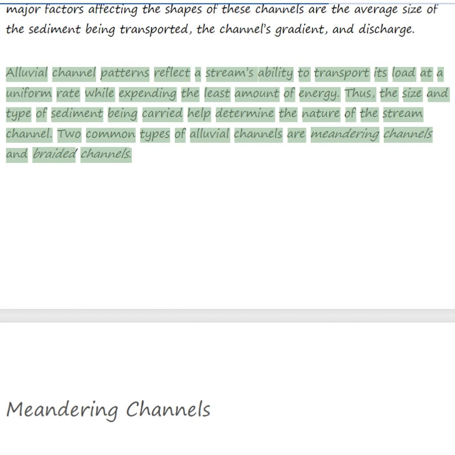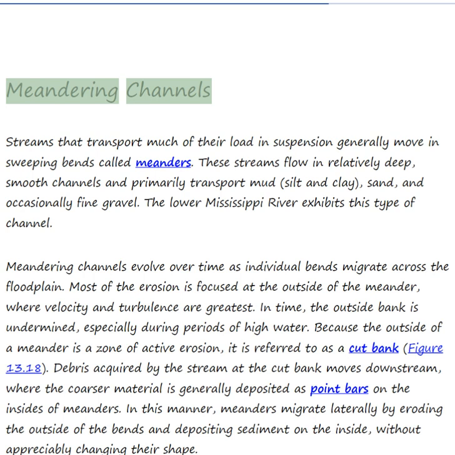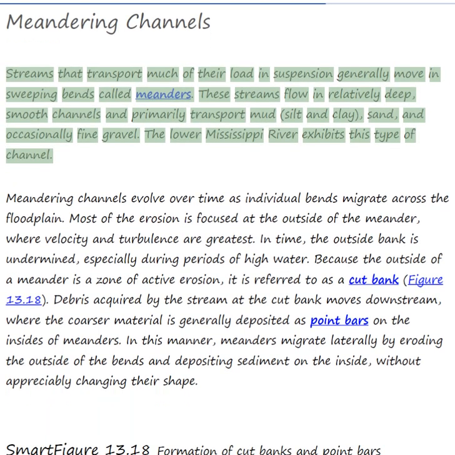Thus, the size and type of sediment being carried help determine the nature of the stream channel. Two common types of alluvial channels are meandering channels and braided channels. Meandering channels. Streams that transport much of their load in suspension generally move in sweeping bends called meanders. These streams flow in relatively deep, smooth channels and primarily transport mud, sand, and occasionally fine gravel. The lower Mississippi River exhibits this type of channel.